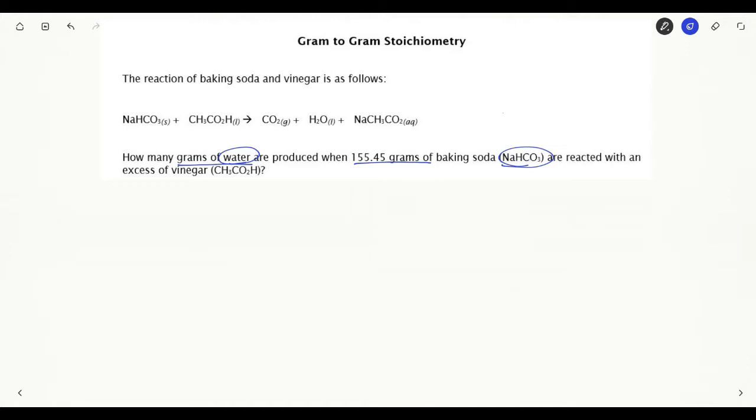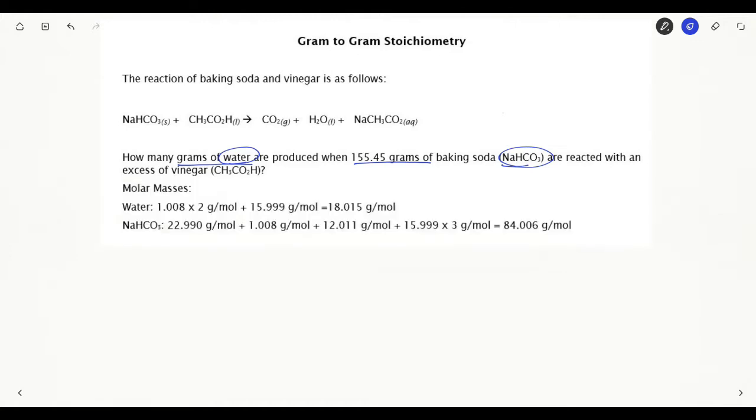Now the key thing to remember when you're doing stoichiometry, you always need to be in moles. So the first thing I'm going to do is calculate some molar masses. I'm going to calculate the molar mass of water because that's what it's asked for, and I'm also going to calculate the molar mass of baking soda. I use my periodic table and I get both of these molar masses. Now I'm ready to actually do the stoichiometric calculations.